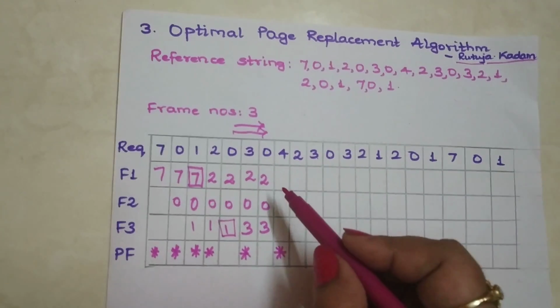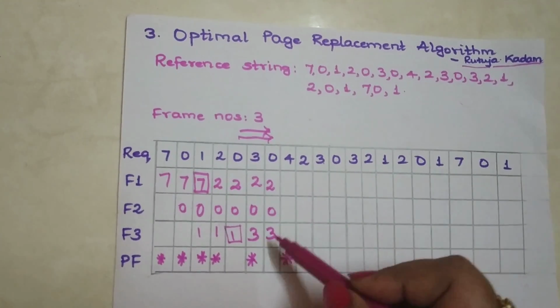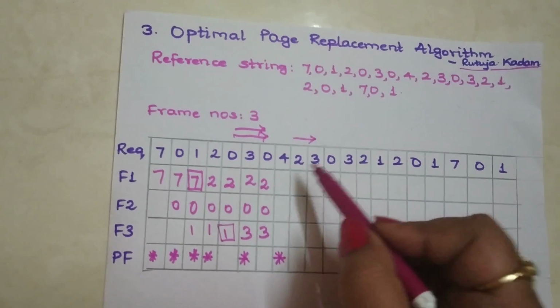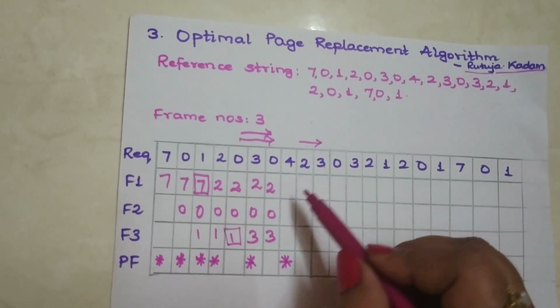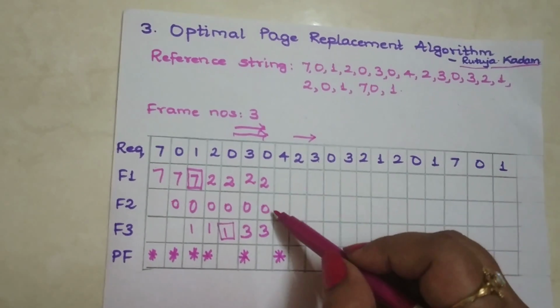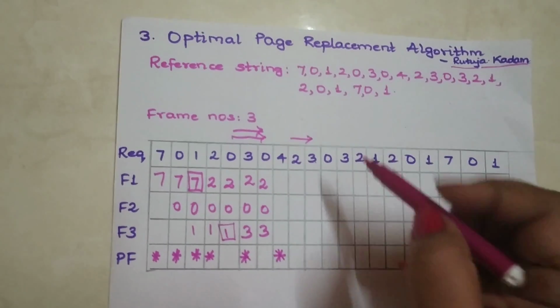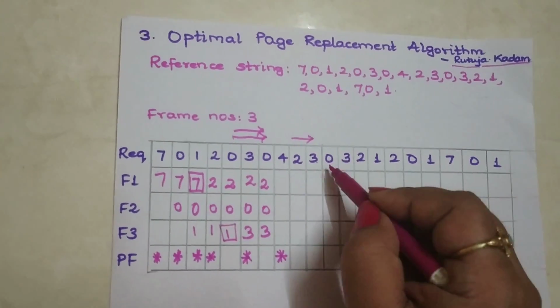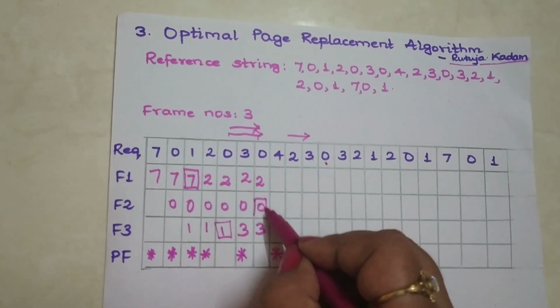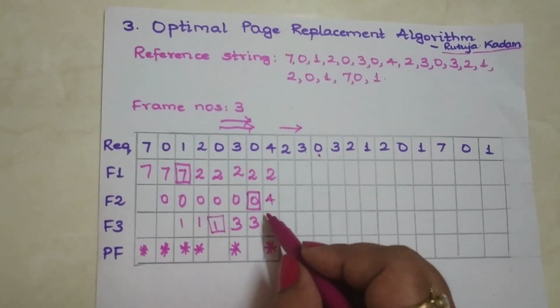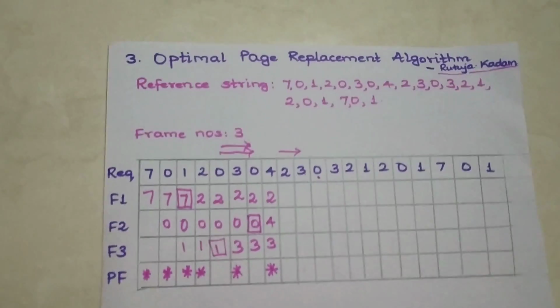So here, out of this 2, 0, 3, check this side. 2 is coming immediately. After 2, which one is coming immediately? 3, and then 0 is coming. So at last which one is coming? 0. That means 0 will be replaced by 4. So now the contents are 2, 4, 3. Right?